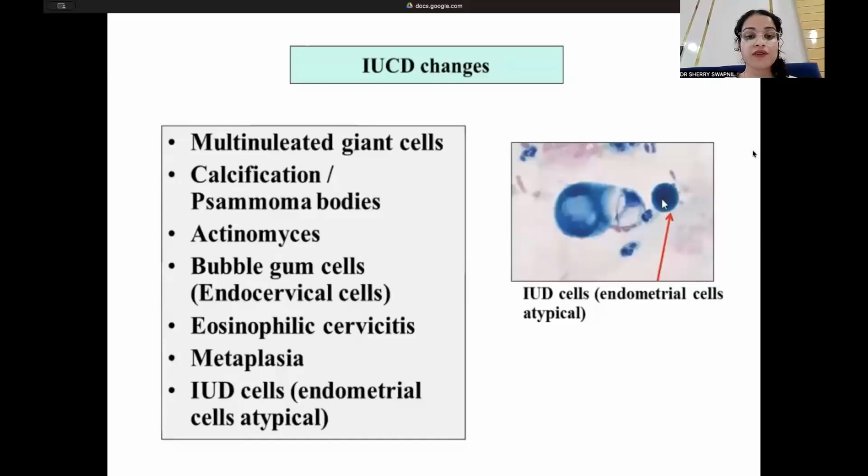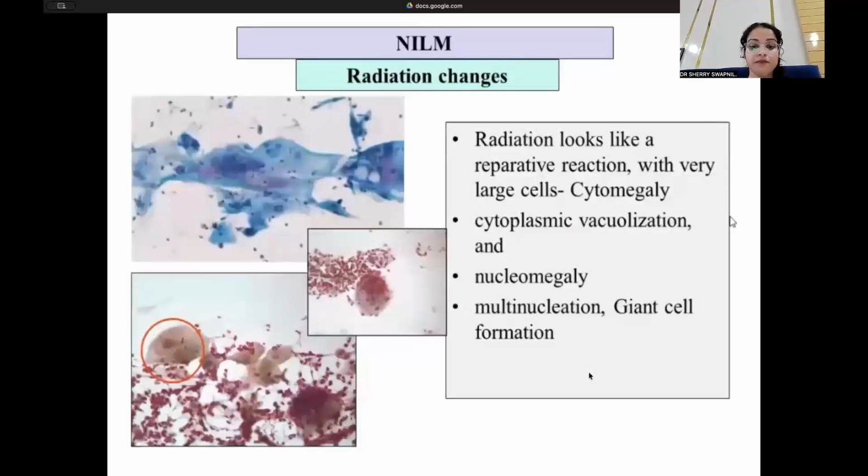So it's important to take the history, whether an IUCD is inserted in the patient, so that you will be able to differentiate it and not falsely diagnose it as atypical cells. Next slide, please.